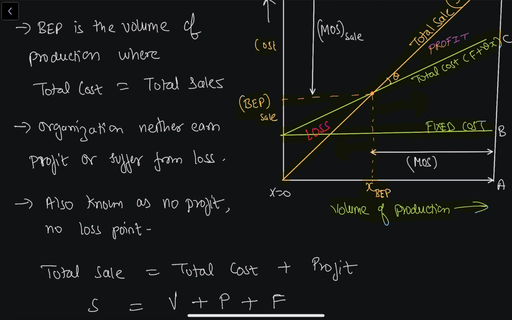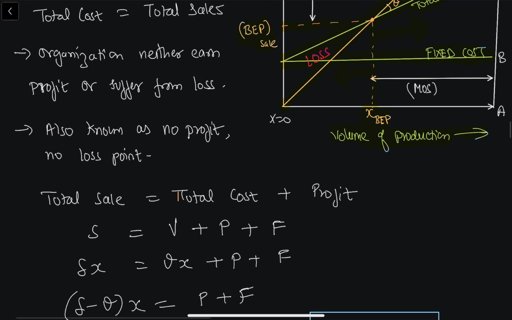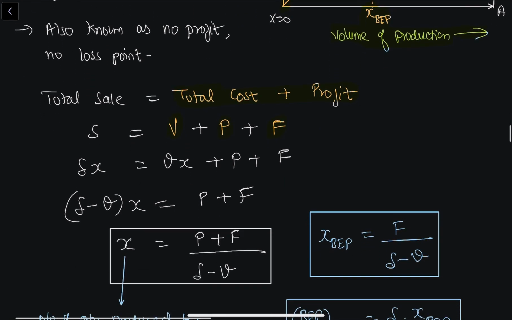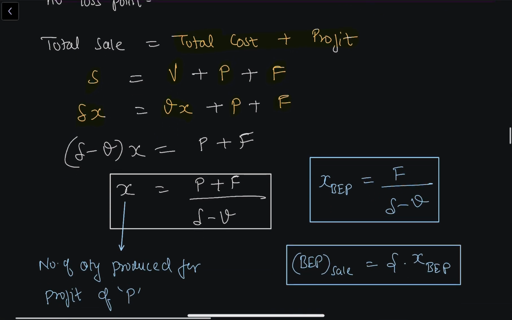So now, what is my total sales? Total sales is nothing but my total cost plus profit. My total cost involves variable cost and fixed cost, and profit is P. If I write it down, my total sales is selling price per unit in rupees multiplied by number of units. Similarly, my variable cost is variable cost per unit multiplied by units, plus fixed cost, plus profit or loss. And if I take this on the left side, then this is (S minus V) multiplied by X equal to fixed cost plus profit or loss.